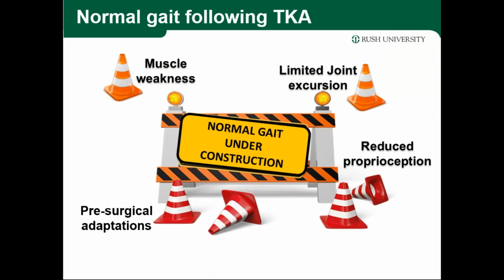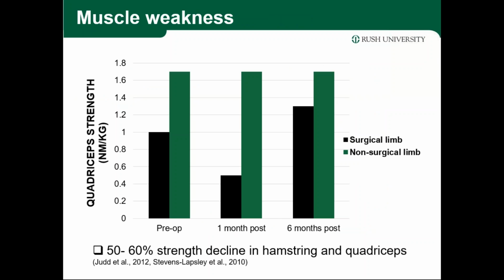Muscle weakness is the main factor which prevents patients from restoring gait following total knee arthroplasty. There is some literature available which compares the muscle strengths before and after surgery. For example, from the literature, we can say the quadriceps strength will be reduced to 50 to 60% after surgery. The quadriceps and the hamstring, as the main knee extensor and flexor muscles, their strengths will dramatically reduce after surgery.